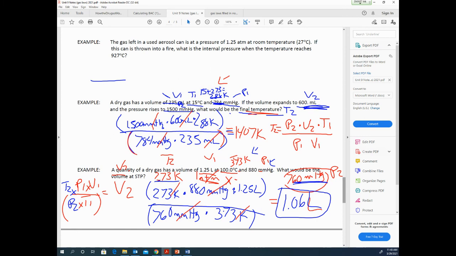So it's really the same. It's just you're having to maneuver the formula a bit more.